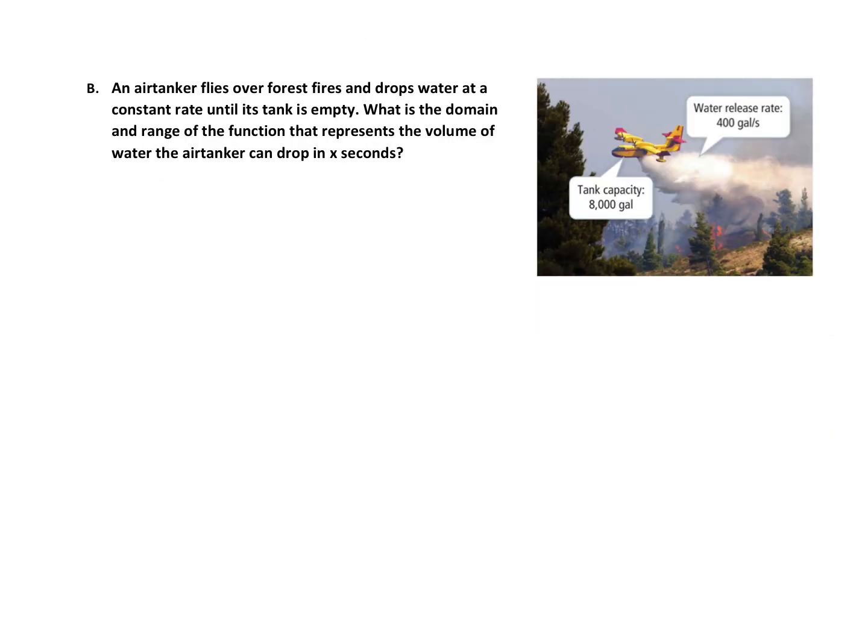Okay, we have an air tanker that flies over forest fires and drops water at a constant rate until its tank is empty. What is the domain and range of the function that represents the volume of water the air tanker can drop in x seconds? So what this would look like as a function, f of x, the total volume of water, is equal to 400 gallons times x every second. So that's the volume that the air tanker can drop.